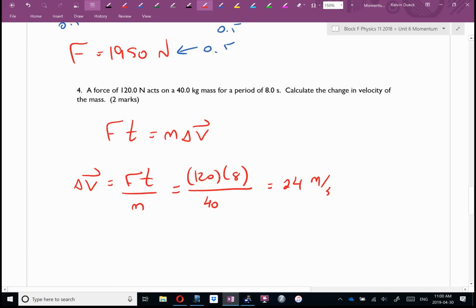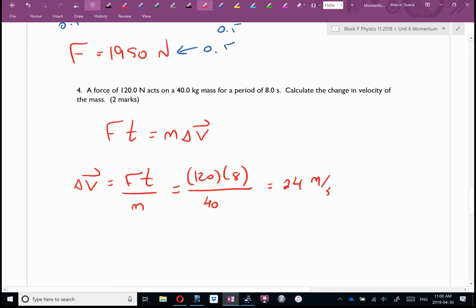What does that mean? It means if your initial velocity was 0, your final velocity was 24. If your initial velocity was 5, your final velocity was 29. If your initial velocity was 10, your final velocity was 34. Your velocity changed by 24 meters per second.